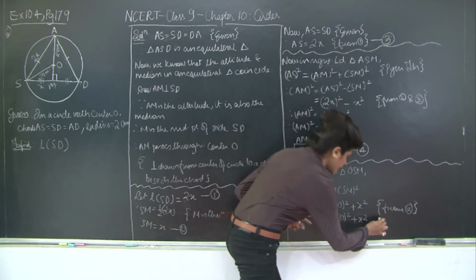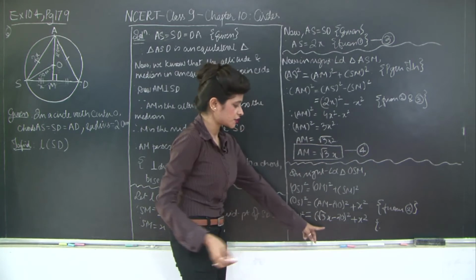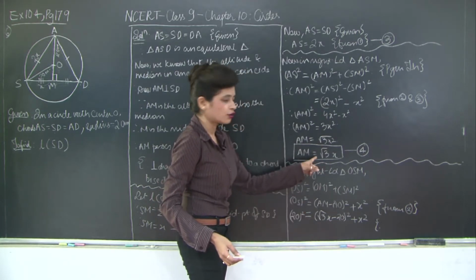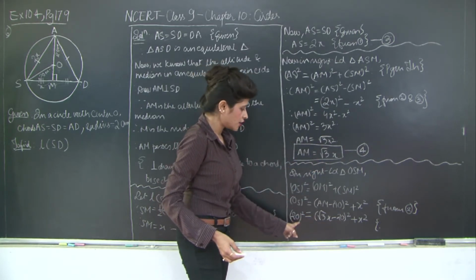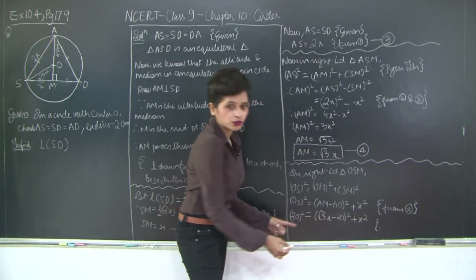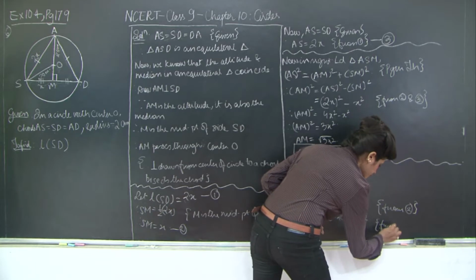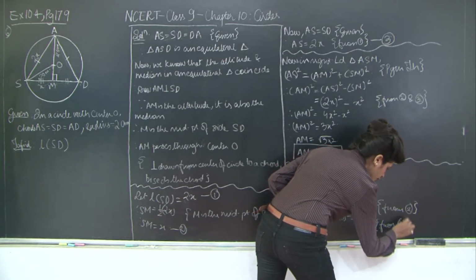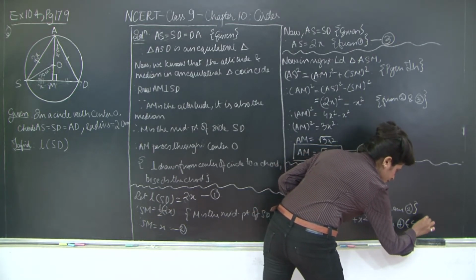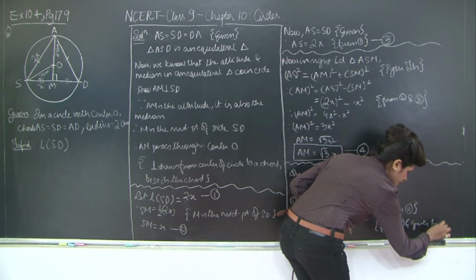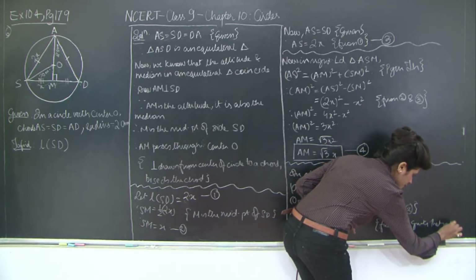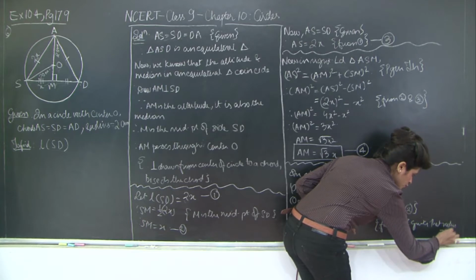Correct? And here I am going to say what values have we substituted? We've substituted the value of AM as well as for OS and AO. So I'll say from 4 and given, that radius is equal to 20 meters.